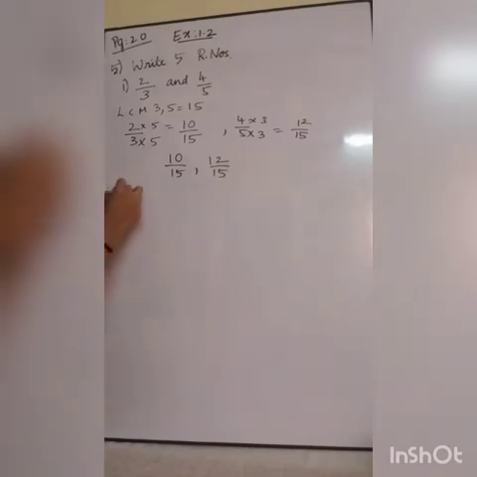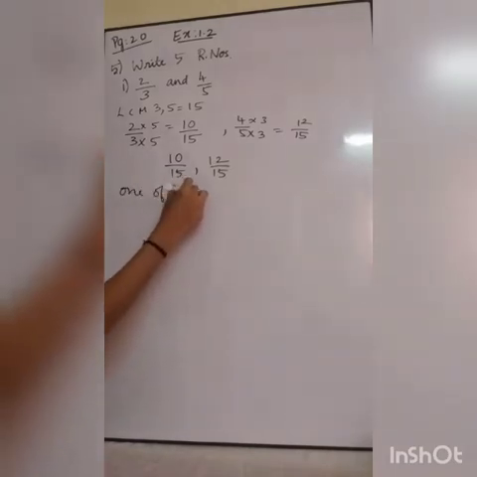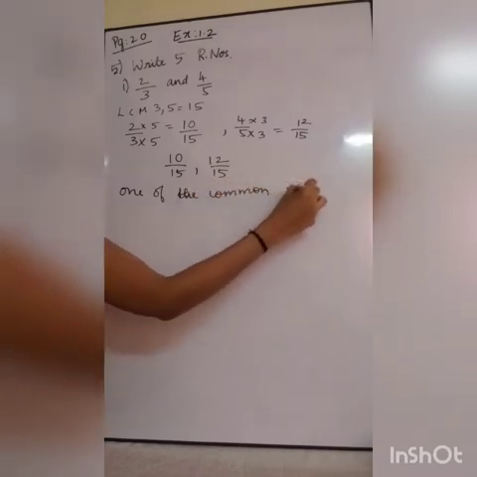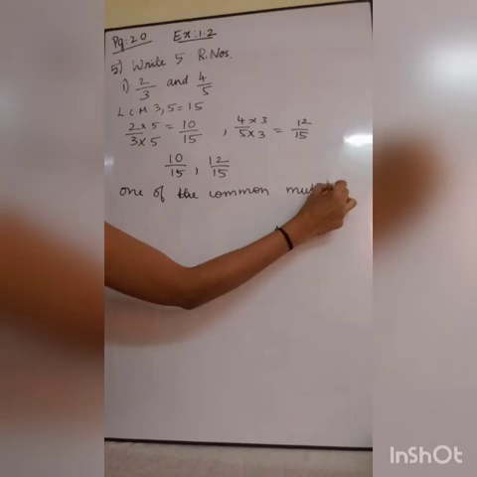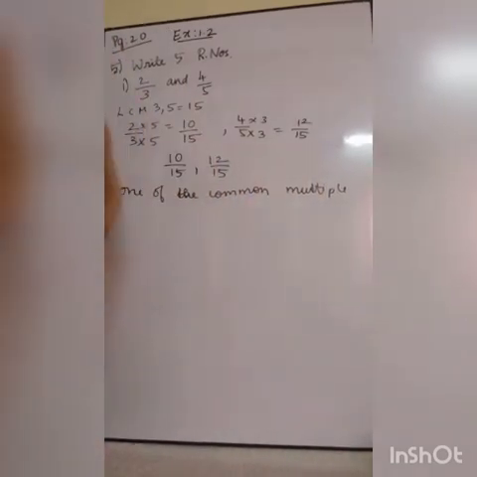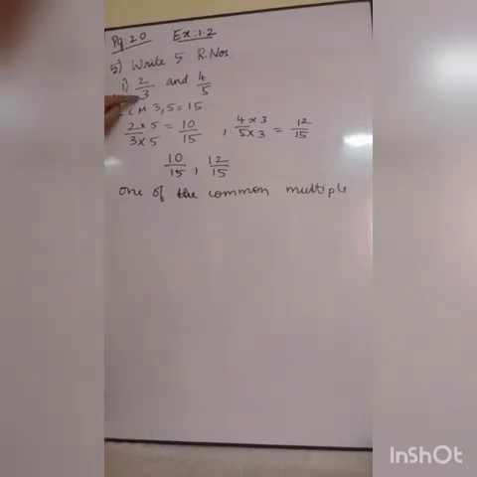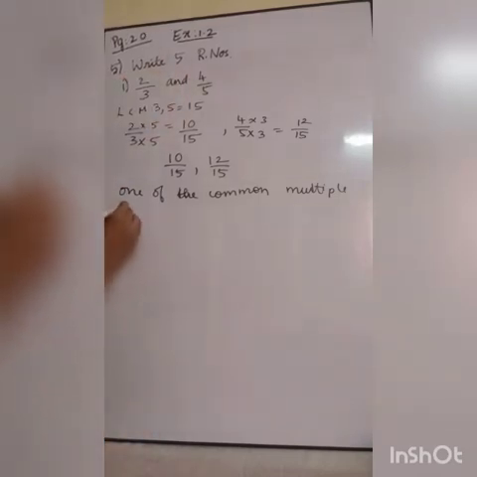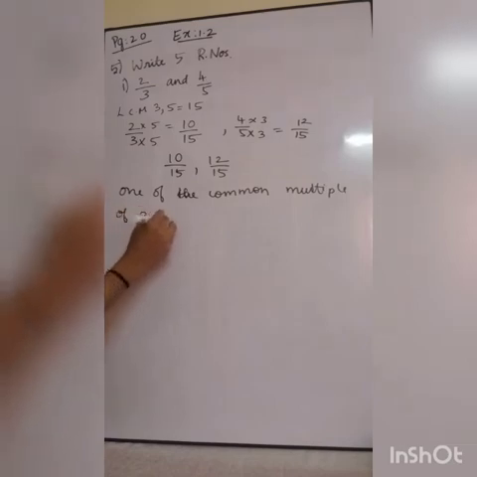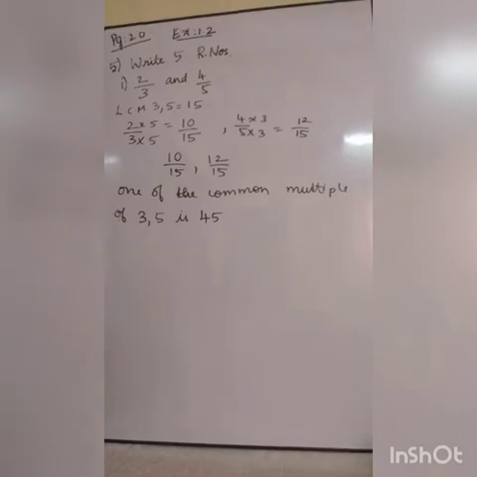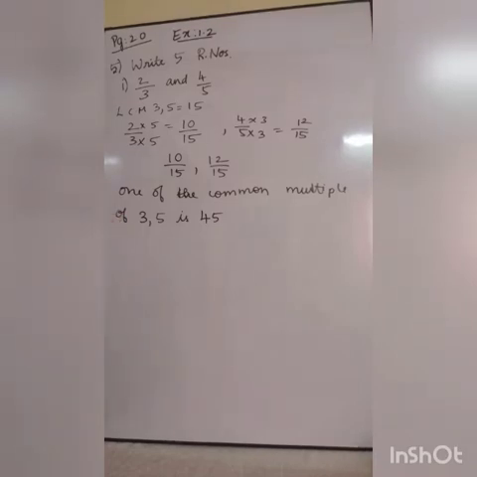I am finding one of the common multiples. I told you, you can find one big multiple which comes both in the 3rd table as well as in the 5th table. One of the common multiples of 3 and 5, I have found, is 45. Because I told you, find somewhat big so that you can get many rational numbers between them. In that you can take only 5, that's enough. So I have taken 45.